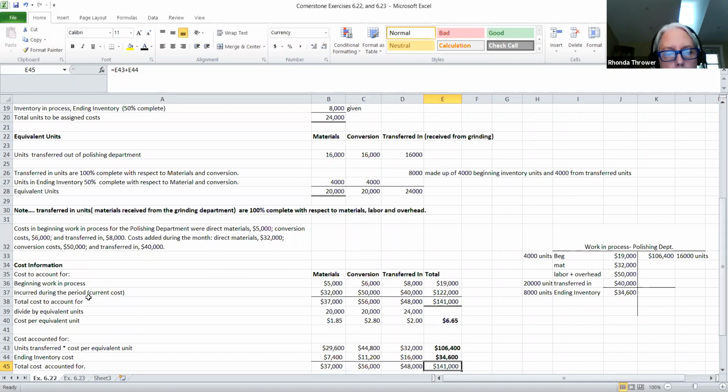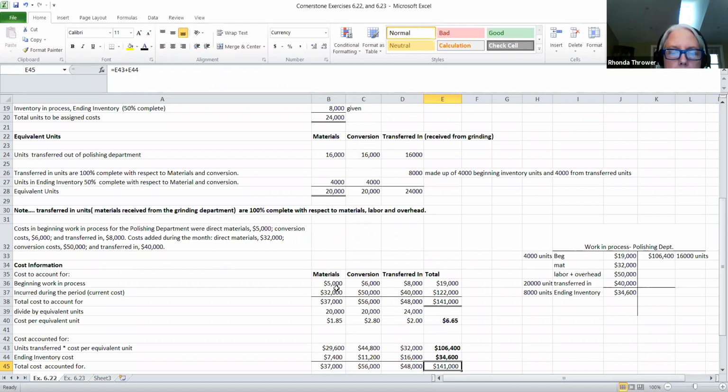Then you had some costs that were incurred during the period. And again, these were given. The direct materials was 32,000, the conversion was 50,000, and the transferred in costs were 40,000. If you add all three of these together, you're going to come up with 122,000 current costs for this period. Then you combine them with the beginning inventory cost, and that will give you 141,000 as the total cost that we need to account for.